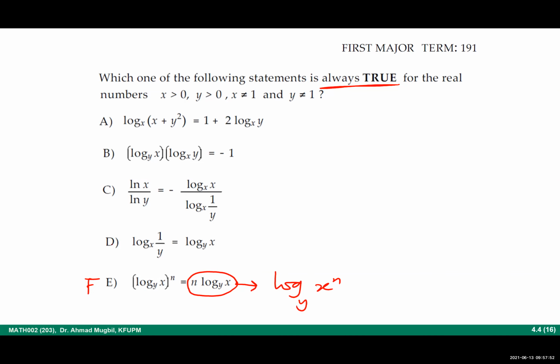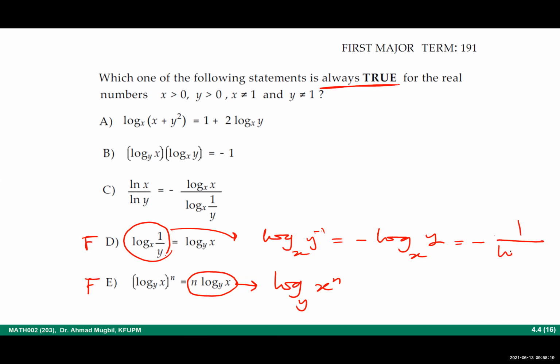Now let me talk about D. D also is false. And let me show you why. What is this? This is log x of y to the power -1, because this is 1 over y, which will be negative. This -1 will go out. It will be negative log x of y. This is log y of x. So let me change the base. It is negative 1 over log y of x. It is not the same as this.